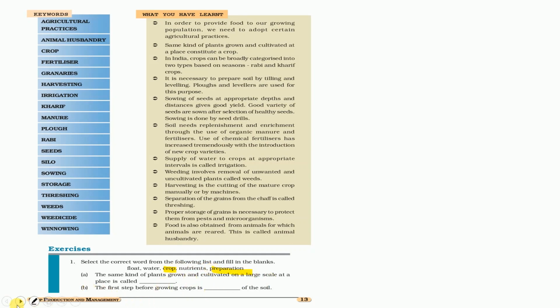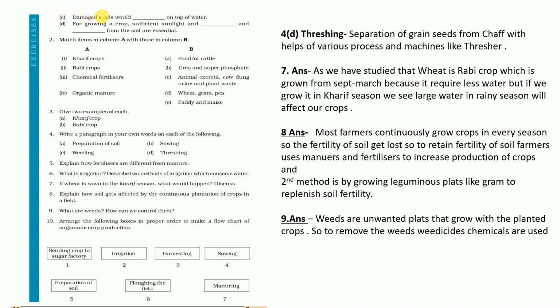Now the damaged seeds will float on the top of the water. And now, for growing crops, sufficient sunlight, water and nutrients from the soil are essential. So now coming to match the column.